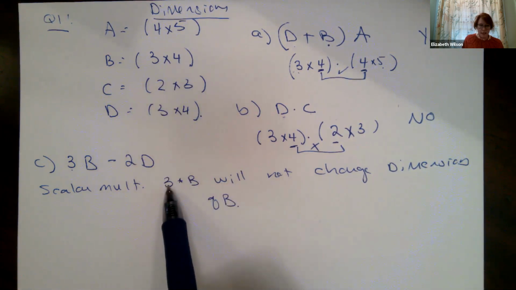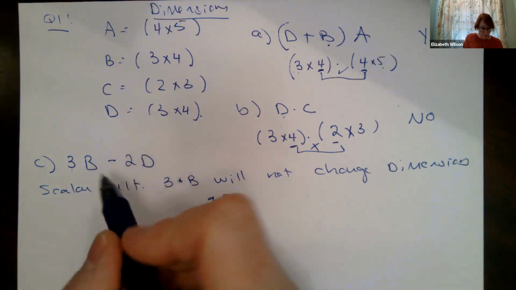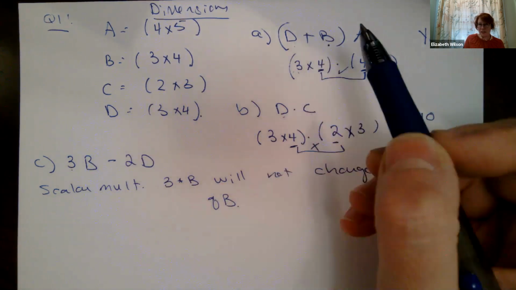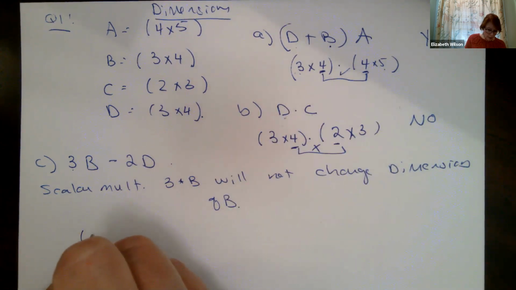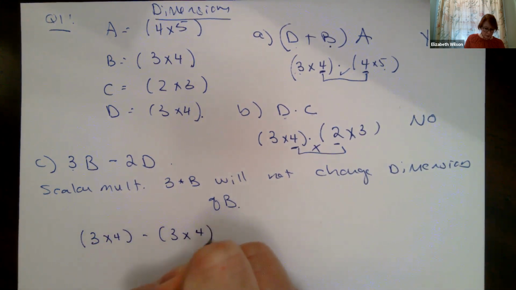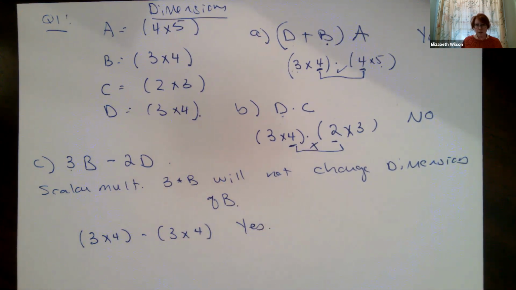All this does is take the number 3 and multiply it by all the numbers in the first row, all the numbers in the second row, all the numbers in the third row, right? All it's doing is just scaling. Same thing with 2. If I can add D and B, I can subtract the B and the D. So this is going to end up being a 3x4 minus a 3x4, which is a yes. I can absolutely do addition and subtraction on matrices that have the same dimension.